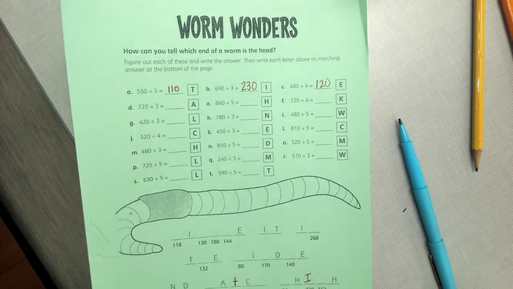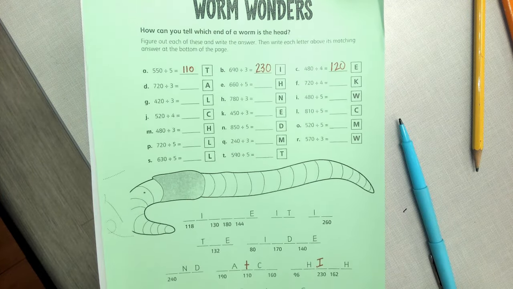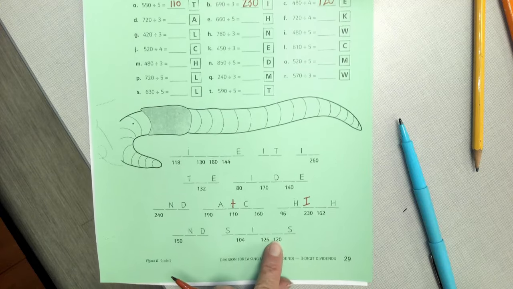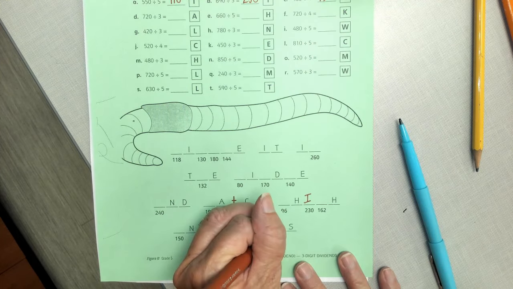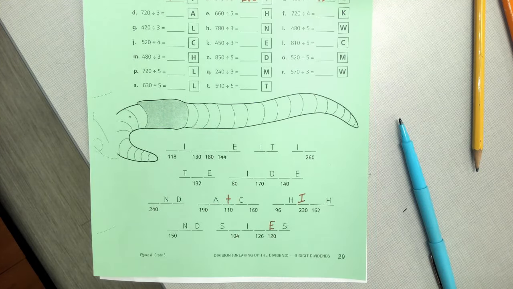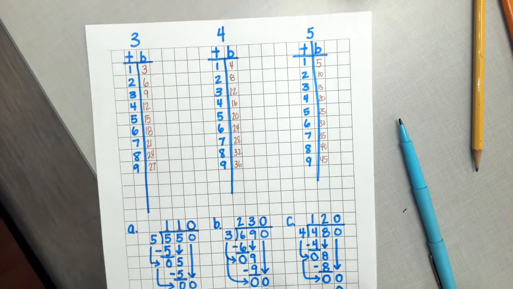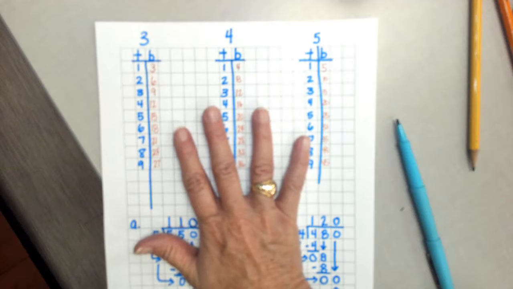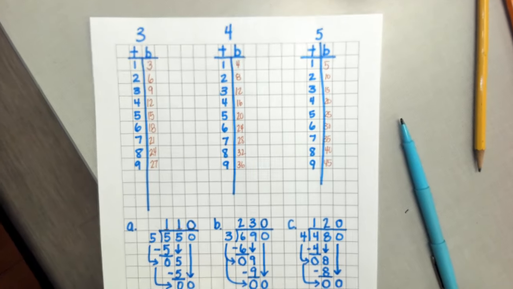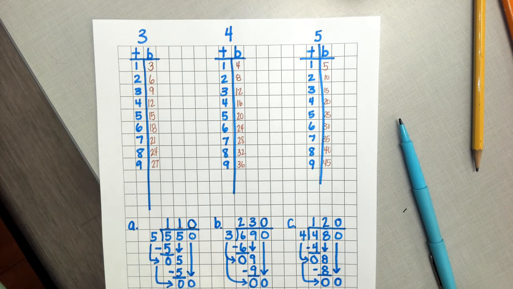I'm going to scan for 120, and I see it here on the very bottom, and I'm going to put the letter E. I want you to try the rest of these on your own. You should be feeling some success because you have all of your T-charts that are needed. You should be working at an appropriate pace, and if you get stuck, please ask questions.